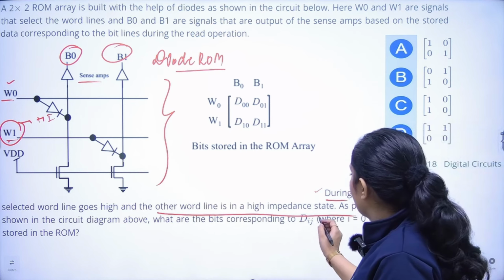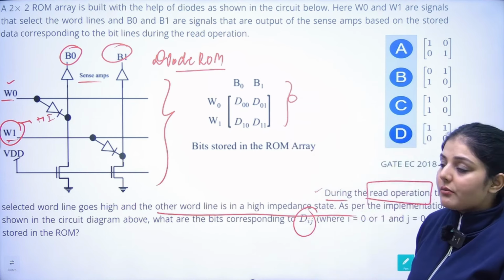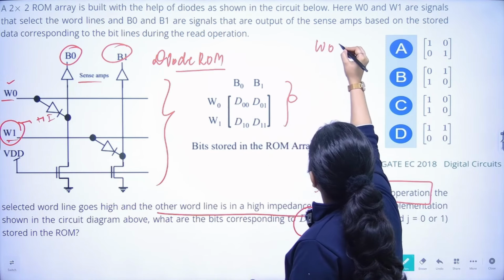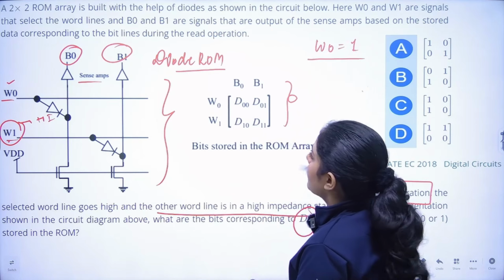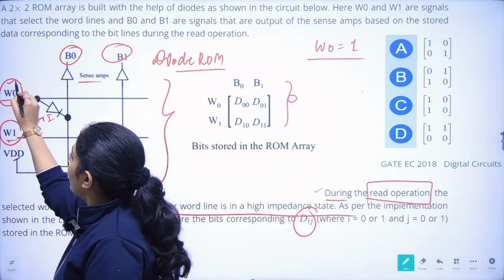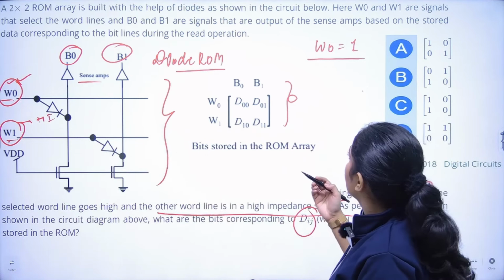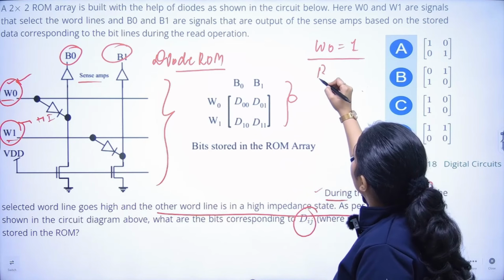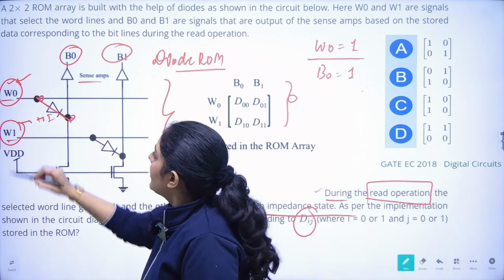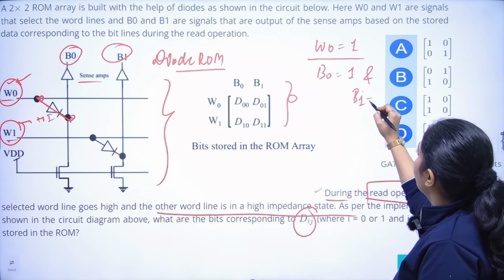What bit corresponds to Dij? So we have to just fill out the matrix. Nothing to worry about this matrix. So what is it saying? Suppose I am considering W0 to be active. When W0 is equal to 1, then B0 will be 1, because B0 is connected to W0 in this case, and B1 will be equal to 0.